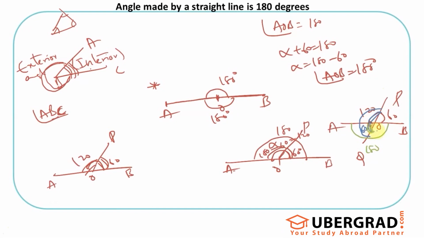So if this is 60, this has to be 120. So 60, 60, 120, 120. Around a point, the vertically opposite, right? Diagonally opposite angles around a vertex would be the same. That's what we generally call vertically opposite angles.